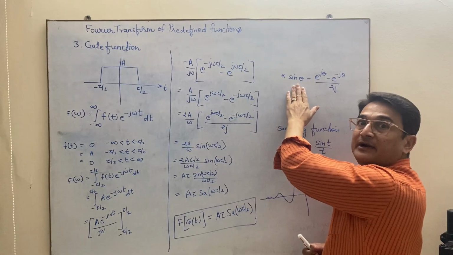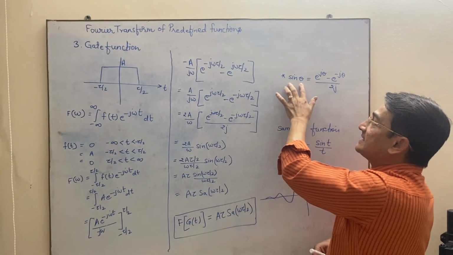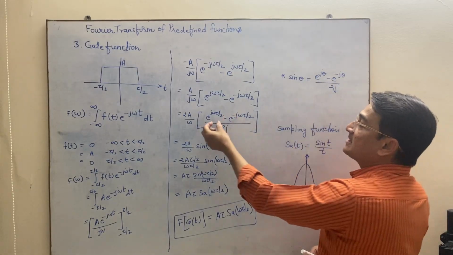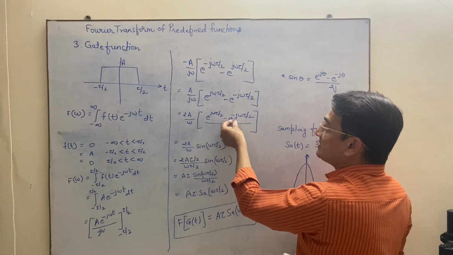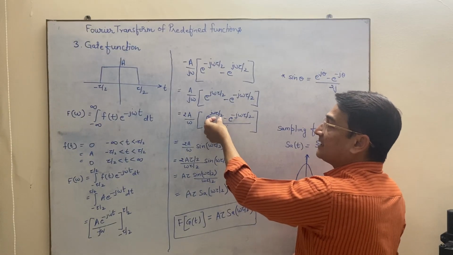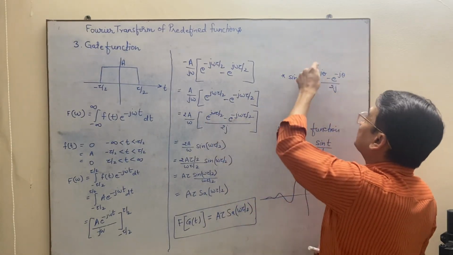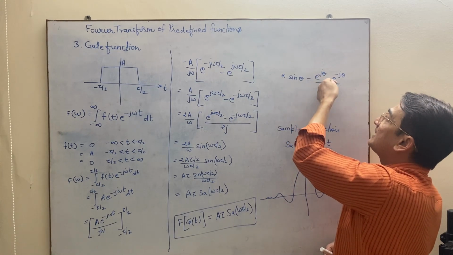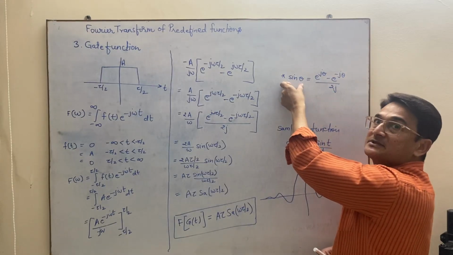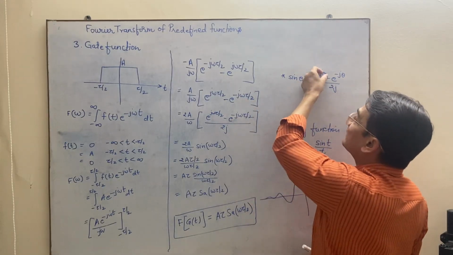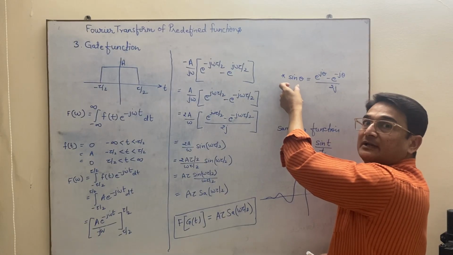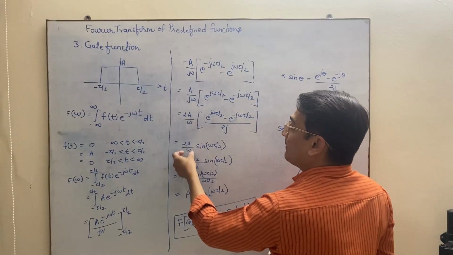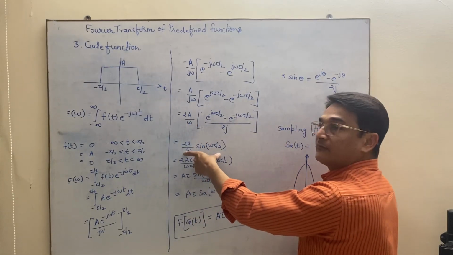Because you know this trigonometric identity which says that sine theta is equal to e to the power j theta minus e to the power minus j theta upon 2j, where theta is nothing but omega tau by 2. So if something is like this, e to the power j theta minus e to the power minus j theta by 2j, it will become sine theta. So in place of theta, whatever quantity is there, it will become the sine factor. So it is now sine omega tau by 2, 2a by omega. So this is the solution.